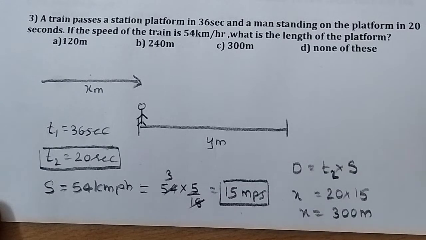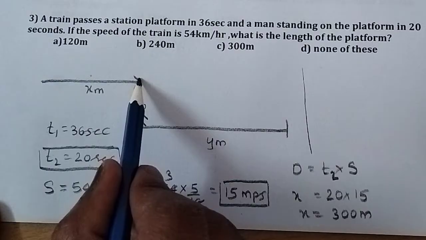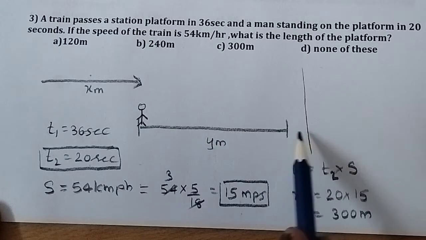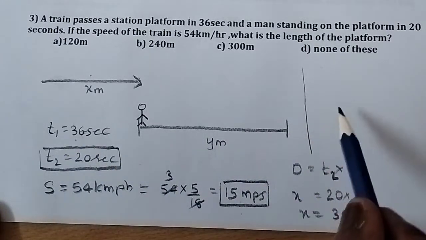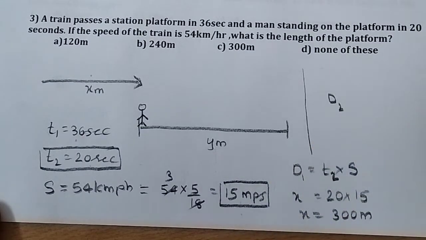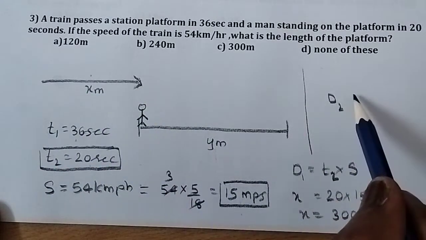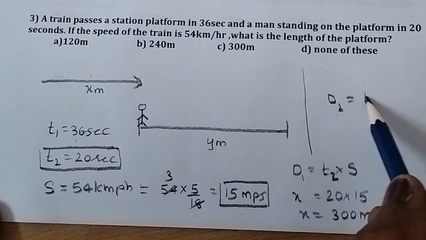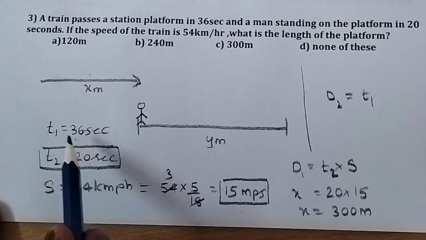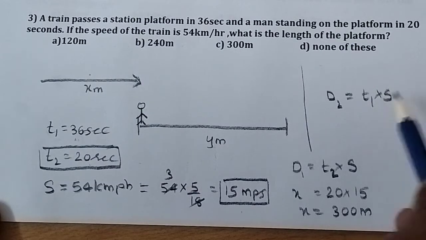So now in the second case, try to understand. This entire train passes the entire station in 36 seconds. Here the distance I'm taking as d1, and the other distance I'm taking as d2. So here the distance to travel is x plus y. Distance equals time, that is t1 time. The time taken is 36 seconds, and the speed anyway is 15.